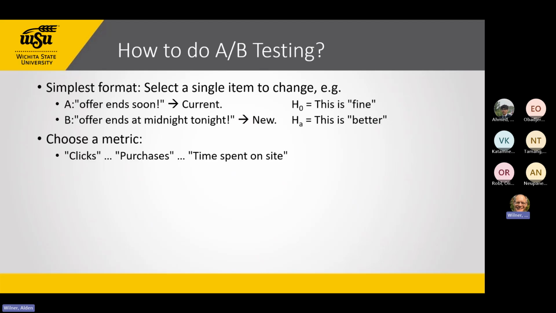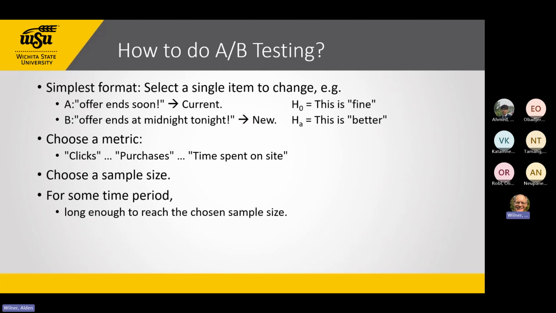We choose a metric. Clicks, we're just trying to get social engagement. Purchases, are we actually Amazon? We're trying to sell stuff. Time spent on site, are we like Netflix and we want people to be binging all the time, right? We choose a sample size.